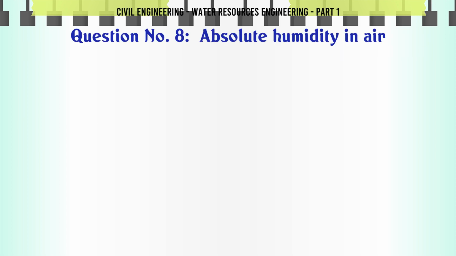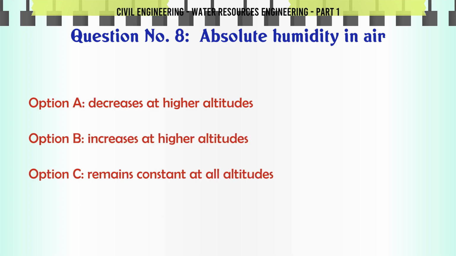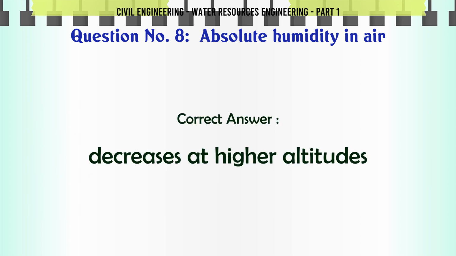Absolute humidity in air. A. decreases at higher altitudes. B. increases at higher altitudes. C. remains constant at all altitudes. D. none of these. The correct answer is decreases at higher altitudes.